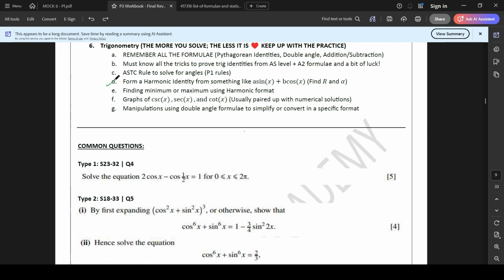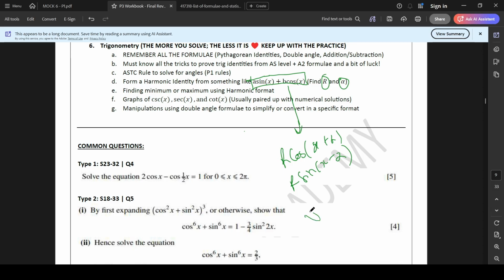And then moving on to the next point that you must have on your fingertips, which is to understand how you can convert an equation that looks something like this into its harmonic identity format. What is the harmonic identity format? Let's say if this is the equation, you convert this into R cos(x plus alpha), or maybe R sine(x minus alpha), etc. format. So how do you find the value of R and alpha? You should have this on your fingertips.